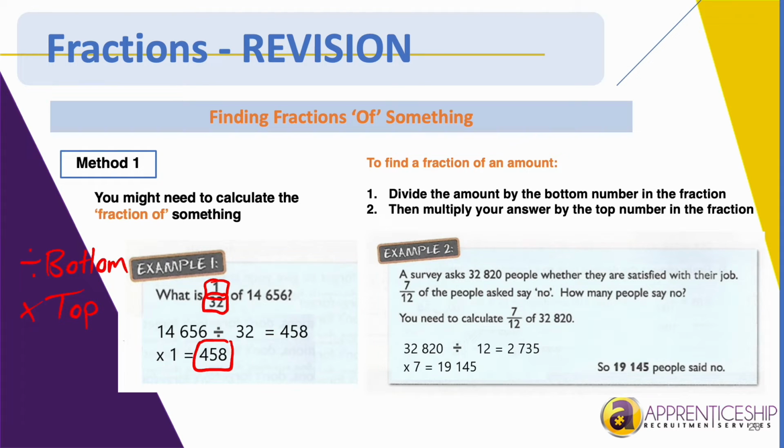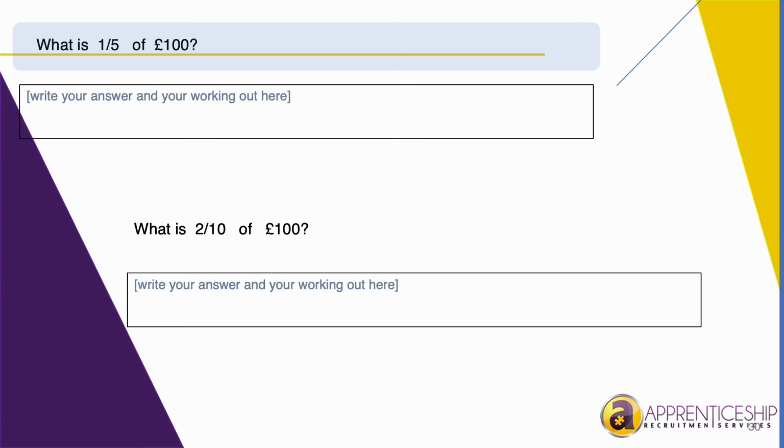A survey asks 32,820 people whether they are satisfied with their job. 7/12 said no. How many people said no? So we divide by 12. So 32,820 divided by 12. Then we multiply by 7, which is the top number. So divide by the bottom, times by the top. So 19,145 people said no.